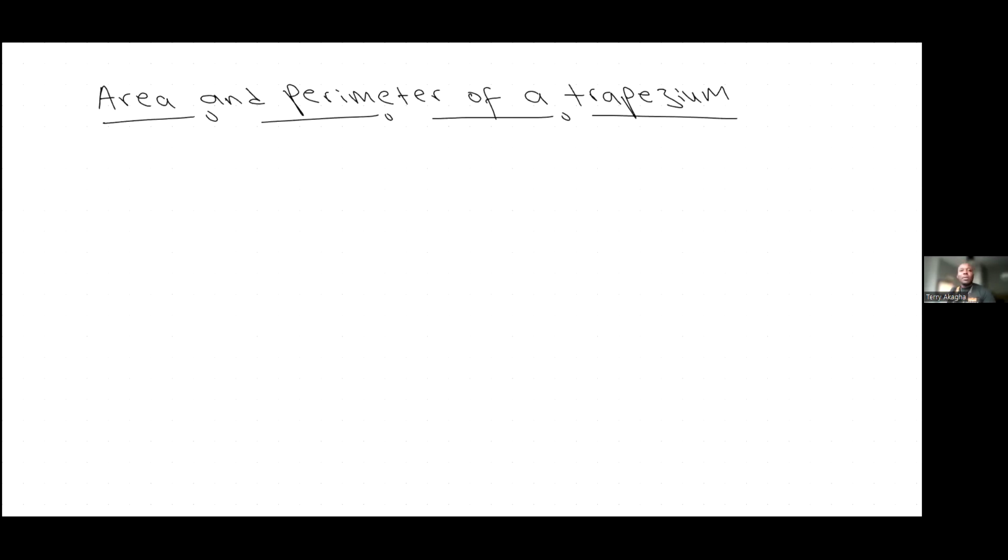So we're going to talk about area and perimeter of a trapezium. We've talked about in the previous video the area and perimeter of a square. We've talked about the area and perimeter of a rectangle. So we're going to talk about how do we find the area and perimeter of a trapezium.